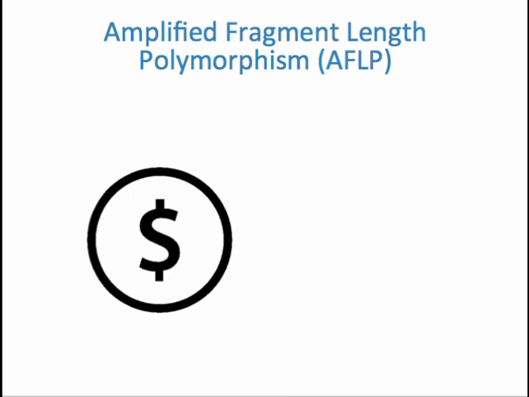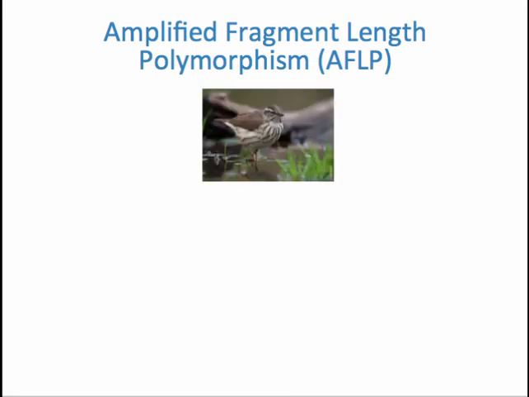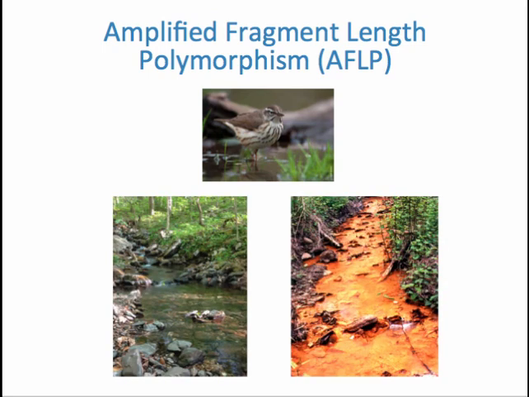It's generally not detailed enough to use to identify individuals, so it can't be used where you need to distinguish an individual, for example, in forensics or paternity or population estimation. But it can be useful to compare different populations. So for example, someone in our lab looked at AFLP differences between the Louisiana water thrush. This is a bird that forages in streams and nests nearby the streams. So they looked at blood from birds that live near healthy streams and birds that live near streams with acid mine drainage, and they found that there were significant differences in the banding pattern between the two groups.